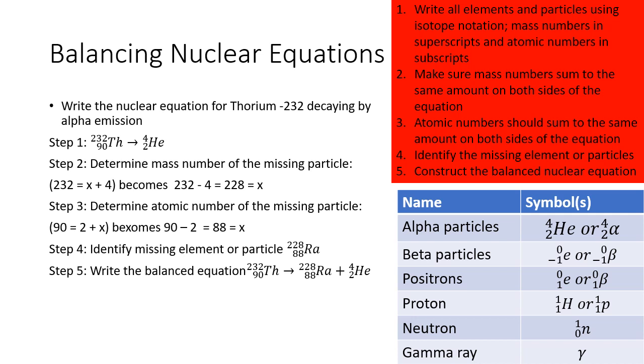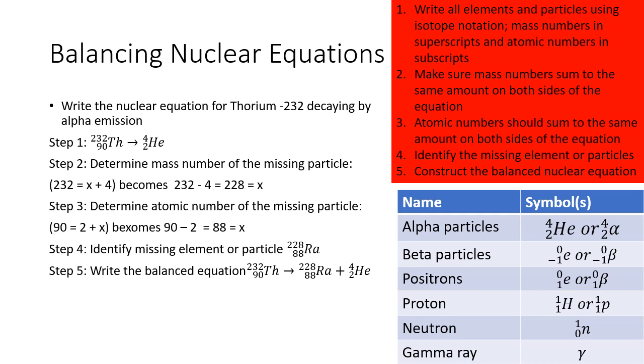So you can be given what it's decaying by. You can be given the product of a decay of one type. There's lots of different ways that we can do the thing, but what we're always doing is trying to identify what's missing in the equation, and we're balancing so that our atomic numbers balance and our mass numbers balance.